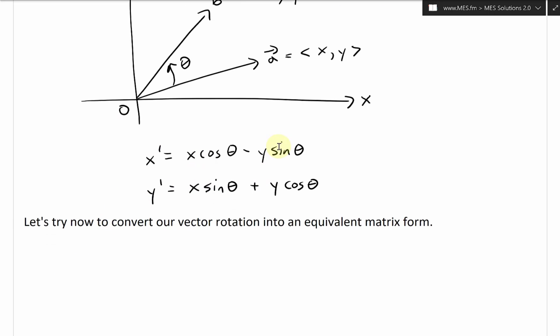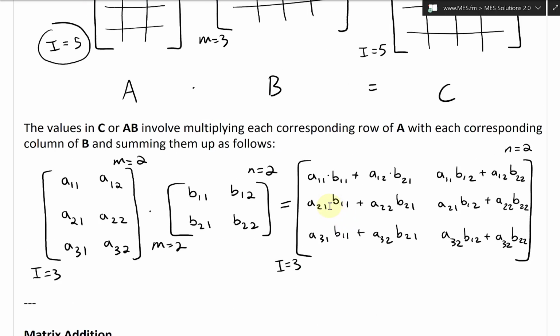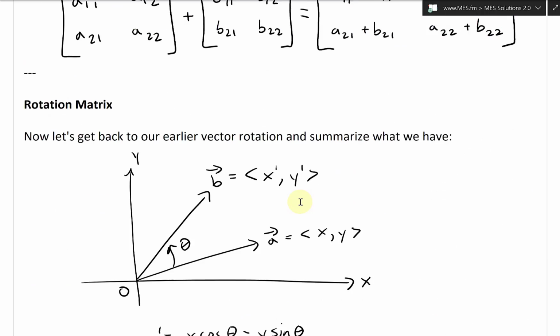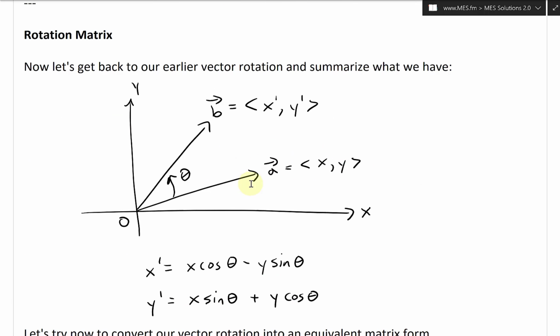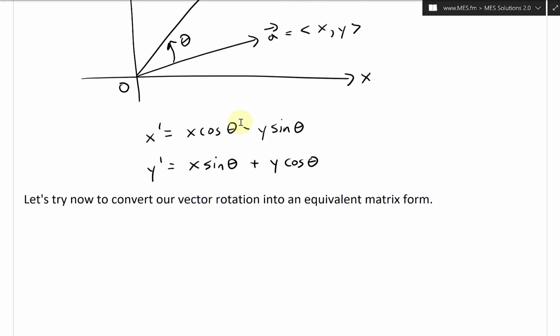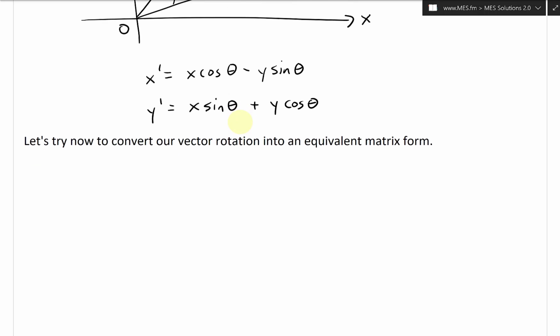Alright, so now that we have this, we summarize what we covered, and now let's apply the matrix stuff that we learned, the multiplication and addition and so on. But first, let's try to convert our vector rotation into an equivalent matrix form. So here's our vectors. Let's say we have our first vector A, which is equal to, with a triangle bracket indicating it's a vector.